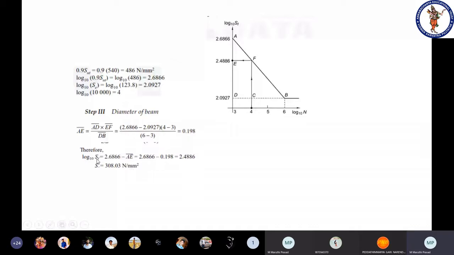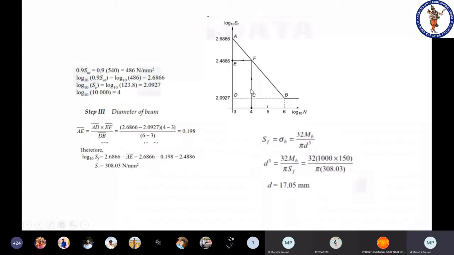2.4886. This is log 10 of SF, which is 2.4886. From that, SF is equal to 308.03 Newton per mm square.